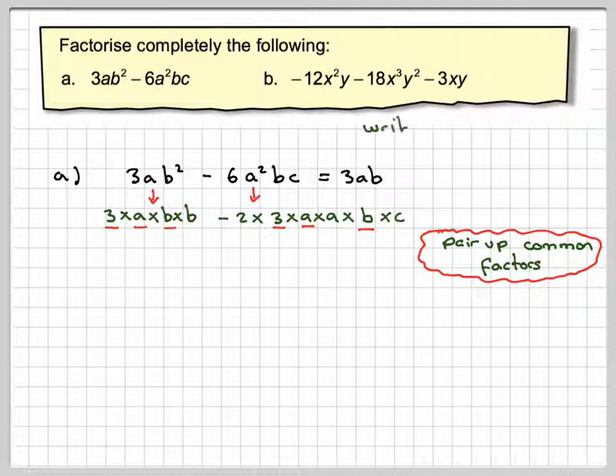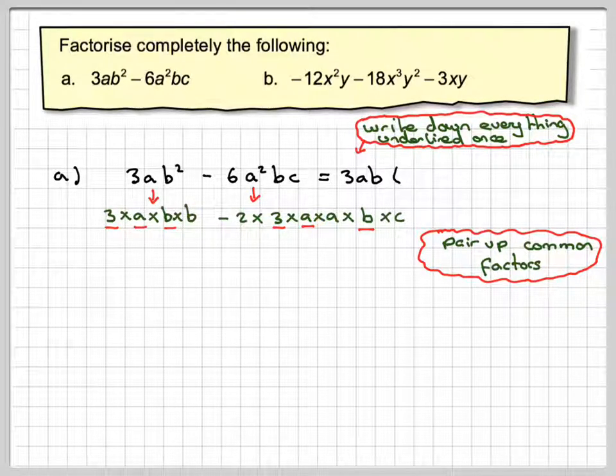Right, so you should write that down. 3ab, the ones which have been underlined, write down. Open up a bracket. Now look at this, what's left. We've got a b only which is left. Then here we've got a minus 2, and we've got an a, and we've got a c. So this factorised, it becomes 3ab brackets b minus 2ac.